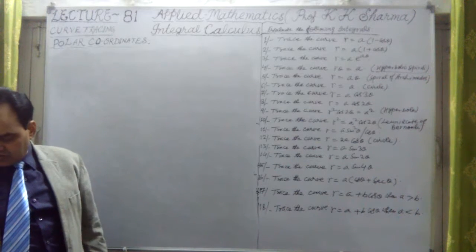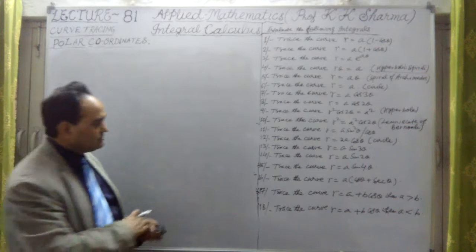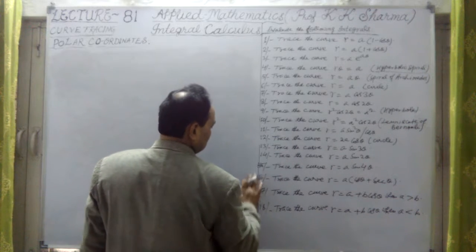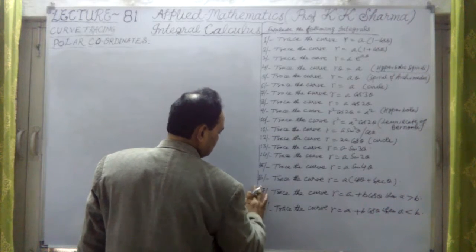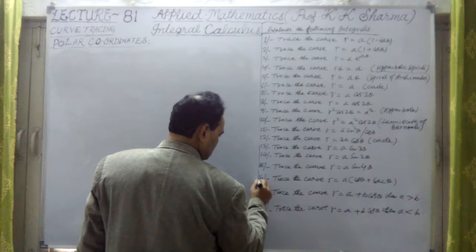The loops are, how many loops are there? Just double of that, 4. This is how question number 8 we have done. Now let me take the 9th question.